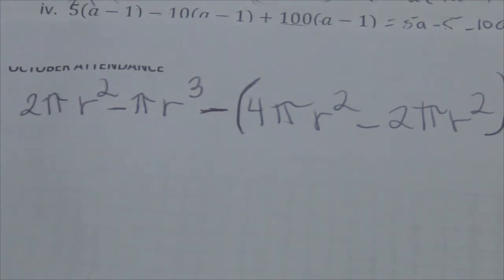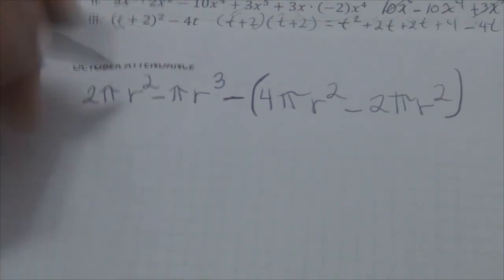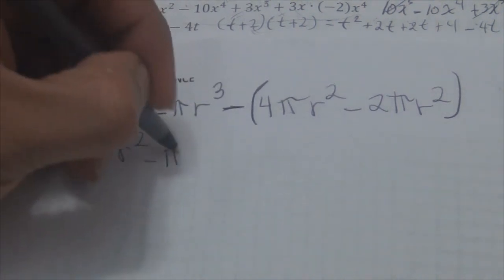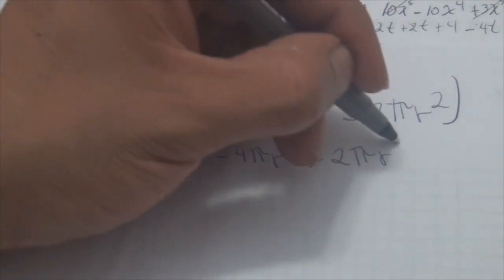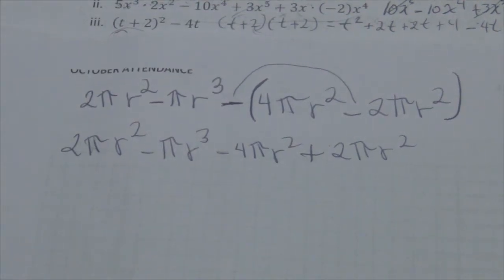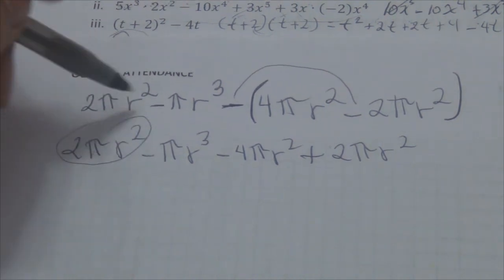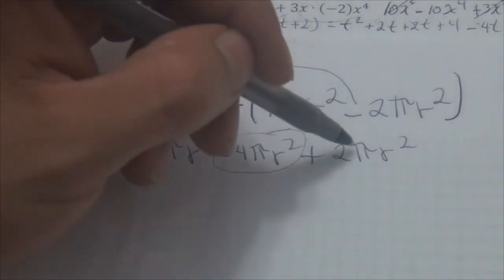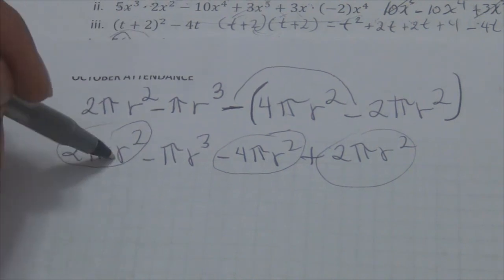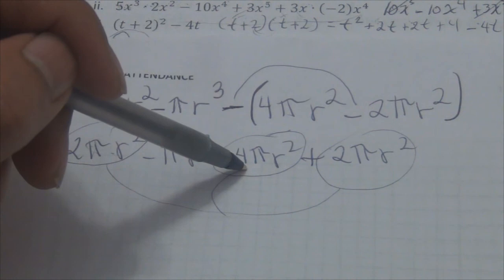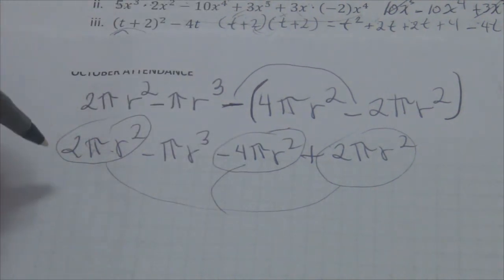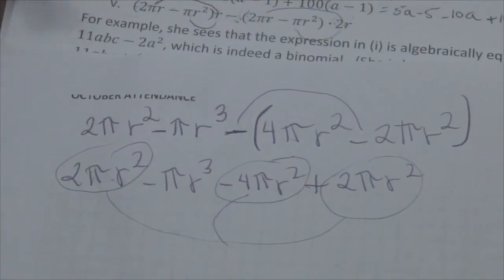Now we need to remove parentheses, so I am going to write a little smaller. So I have 2 pi r squared minus pi r to the third minus 4 pi r squared, and then look, plus 2 pi r squared. Now I'm gonna have to combine like terms. So I have pi r squared with pi r squared. So let's see now. 2 pi r squared plus 2 pi r squared is 4 pi r squared. 4 pi r squared minus 4 pi r squared is 0. We got issues here. Something did not come out right.